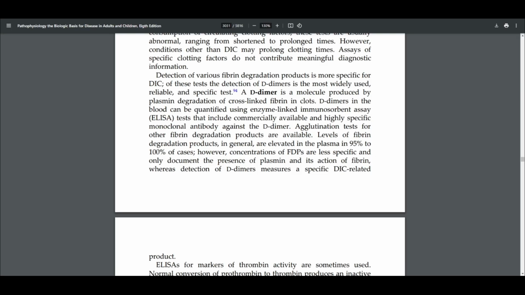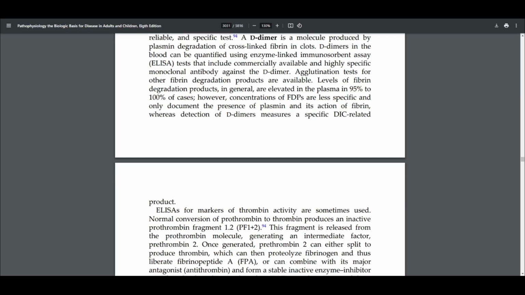Levels of fibrin degradation products in general are elevated in the plasma in 95% to 100% of cases. However, concentrations of FDPs are less specific and only document the presence of plasmin and its action on fibrin, whereas detection of D-dimers measures a specific DIC-related product.